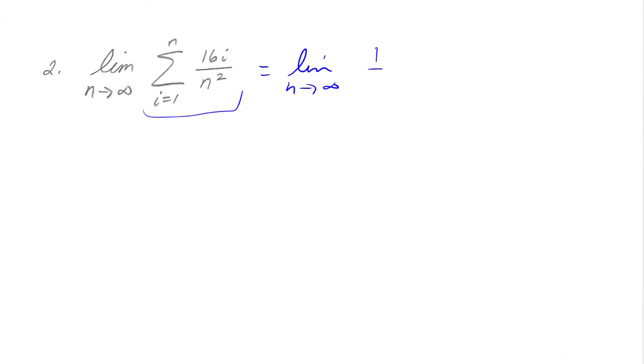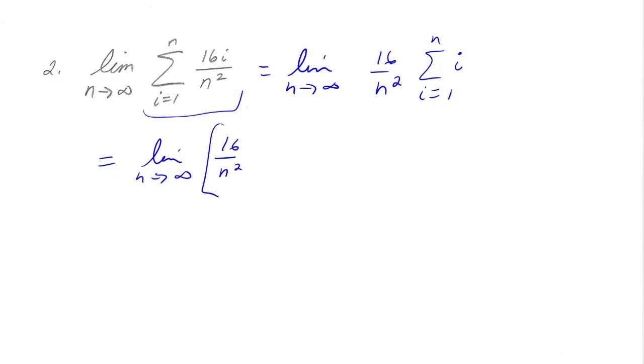Okay, so again, I can pull out not just 1 over n squared, I can pull out 16 over n squared as a constant. So then I'm going to have the sum i equals 1 to n of i. Okay, so I have the limit as n goes to infinity, 16 over n squared. Let me put brackets to make sure we see what we're doing here. And then again, this summation here, that's our summation that we know from the formula. That would just be n times n plus 1 over 2.